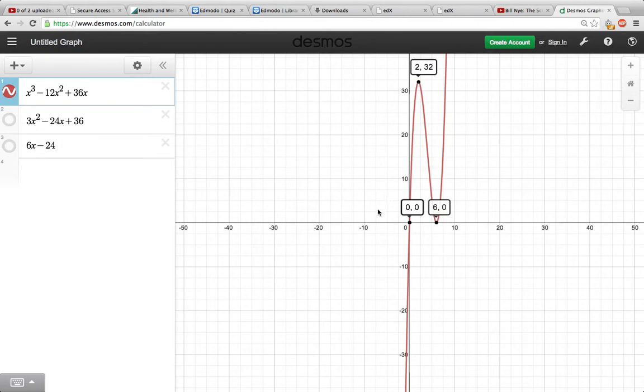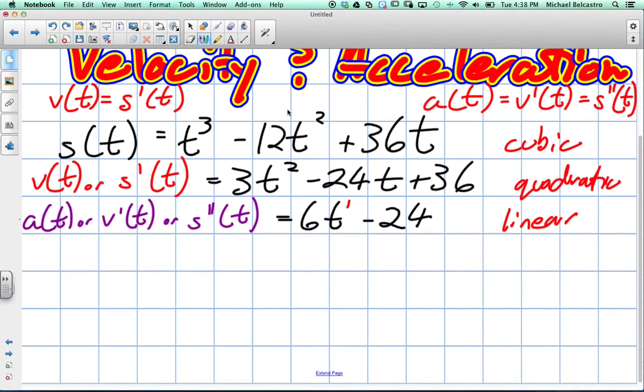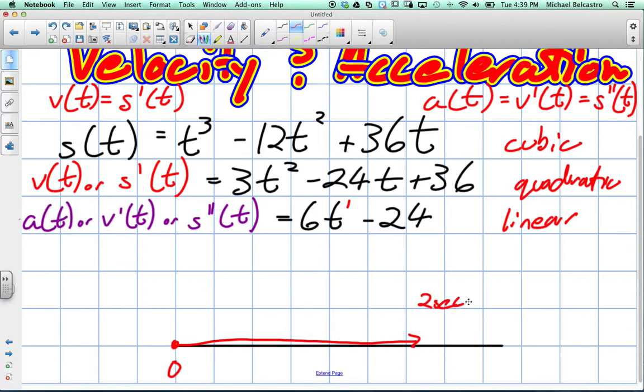So it might be best to visualize this sideways, and I can give you something like that. This would kind of be the idea. So if we had our particle starting here, we'll call this 0. It takes 2 seconds, and at 2 seconds, it's 32 meters away from where it started. Then it decides to turn back.